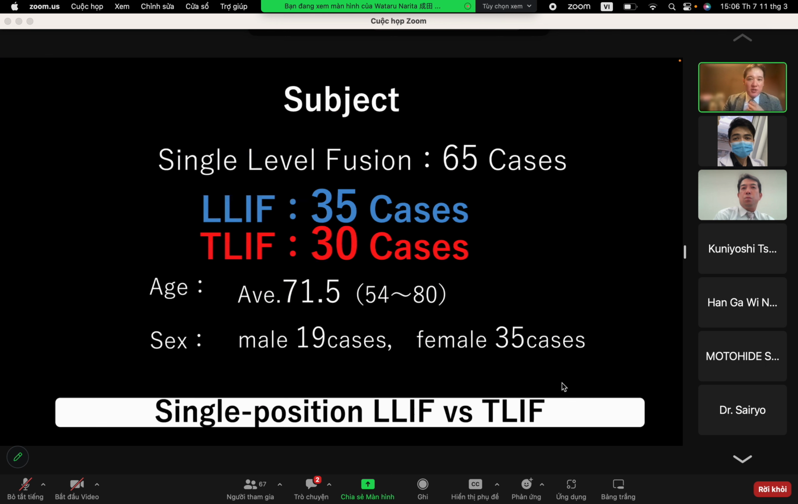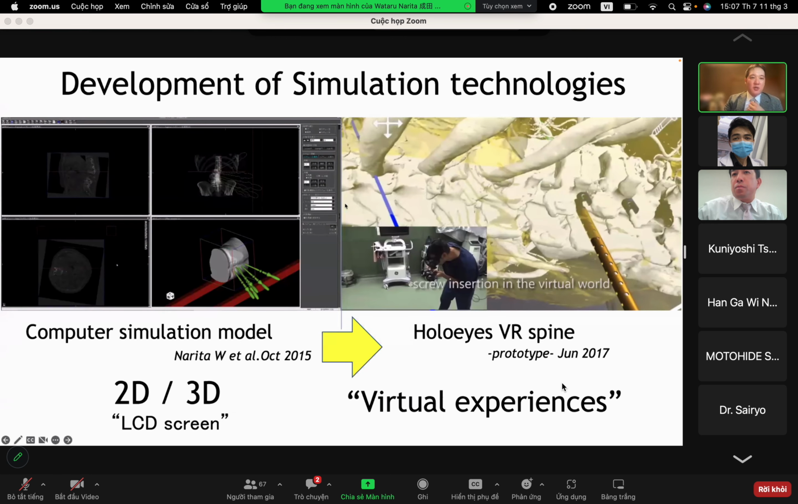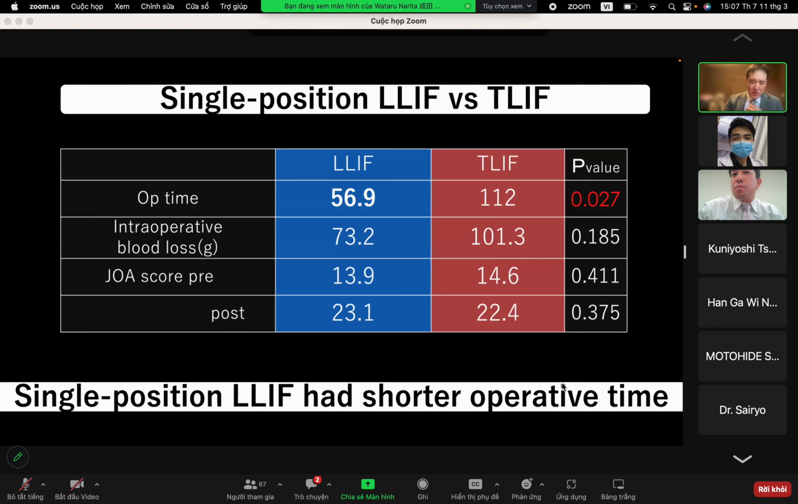Next is single level fusion, comparing LLIF versus TLIF in a single level fusion study. Here, the mean operation time is shorter by 56 minutes, so a shorter operative time. This is very efficient for minimizing the MIS procedure, I think.